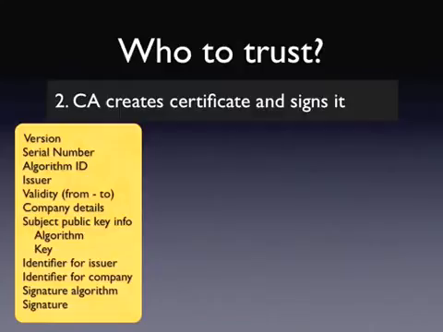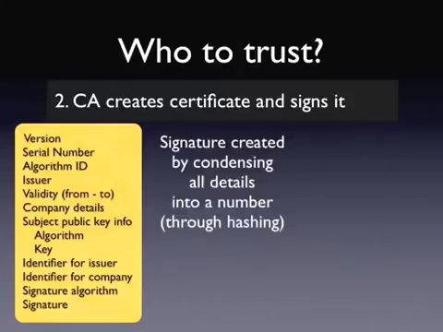So here we've got a certificate. And this is the information you typically find. You've got the version, the serial number of the certificate, the algorithm ID, the issuer, when the certificate is valid, so 2 dates, the details of the company called the subject that's applying for the certificate, the public key information that includes the algorithm and the actual key, issuer and company identifications possibly, and then a signature algorithm and a signature.